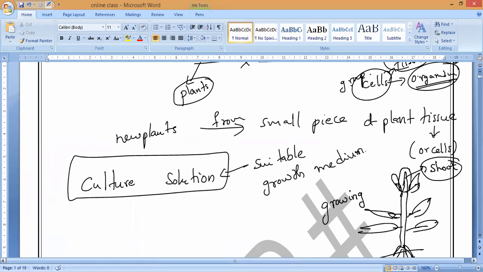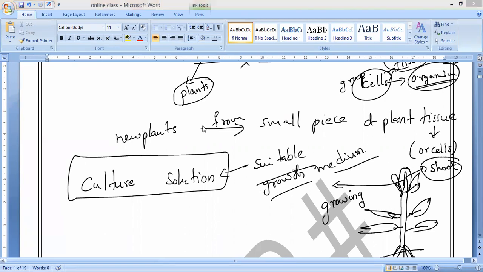We cut this part and keep it in a suitable growth medium. Then we get a new plant from that, and it is very fast. There are a lot of advantages of this technology, and we will study all that now. Here we prepare a certain kind of solution called the culture solution. It contains all the required conditions for suitable growth, all the required conditions for proper growth of the plant.